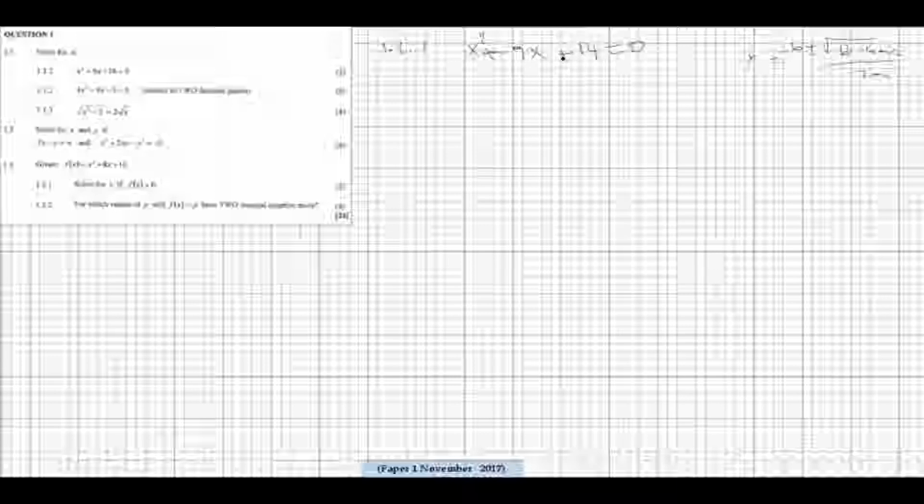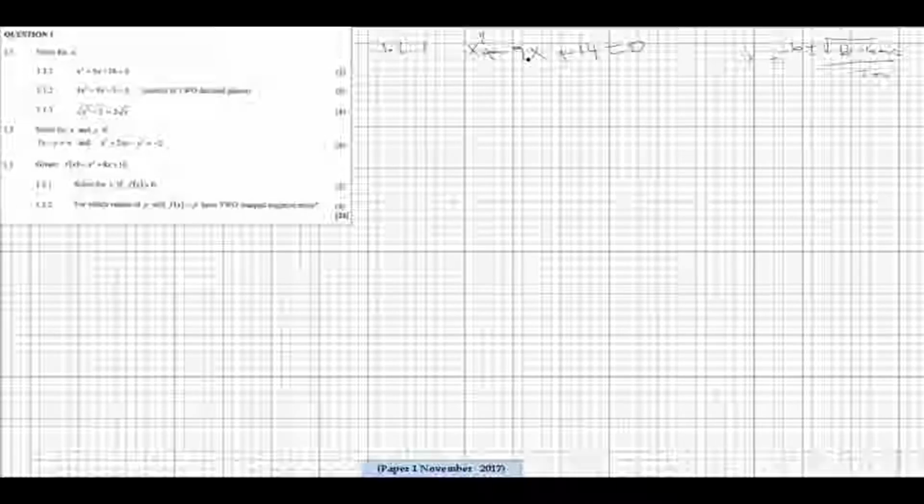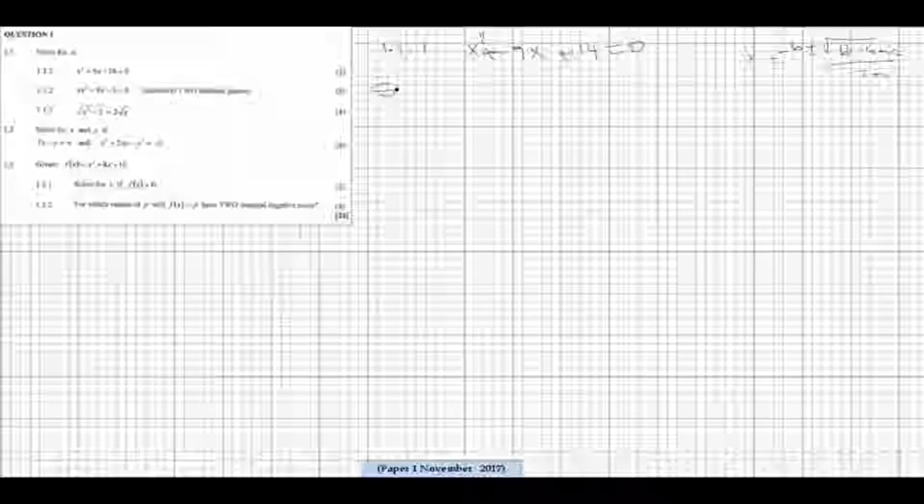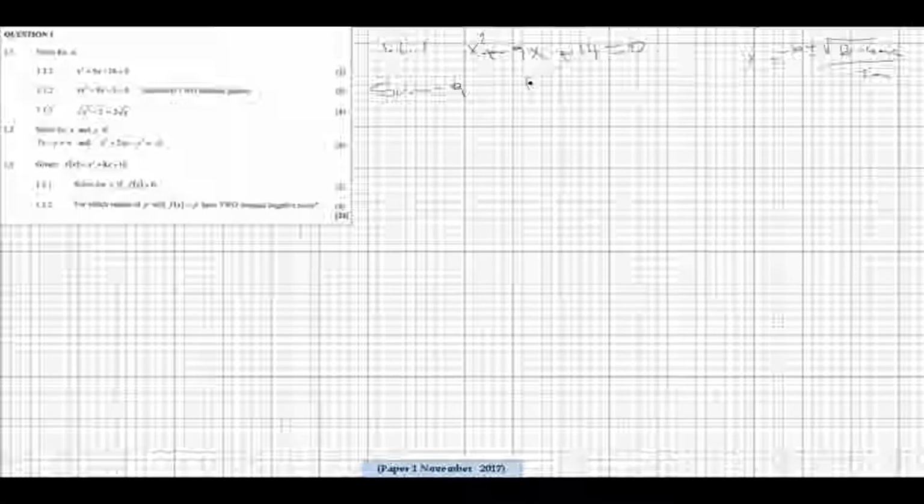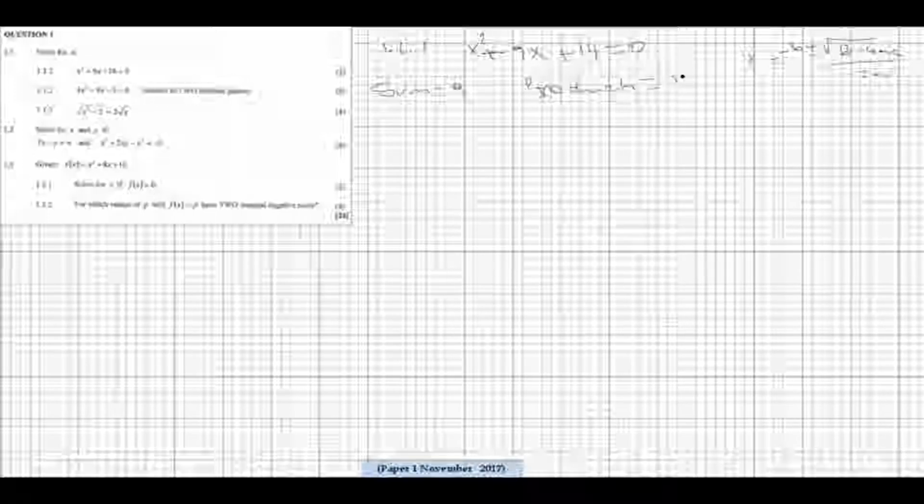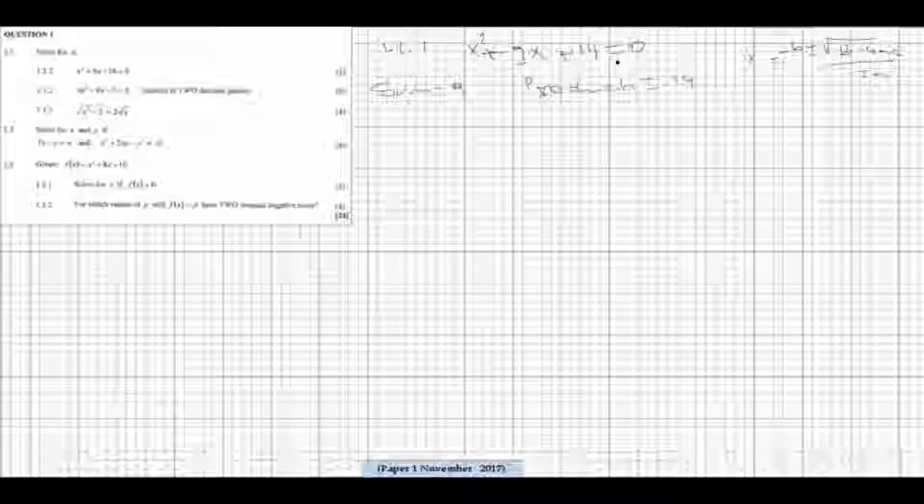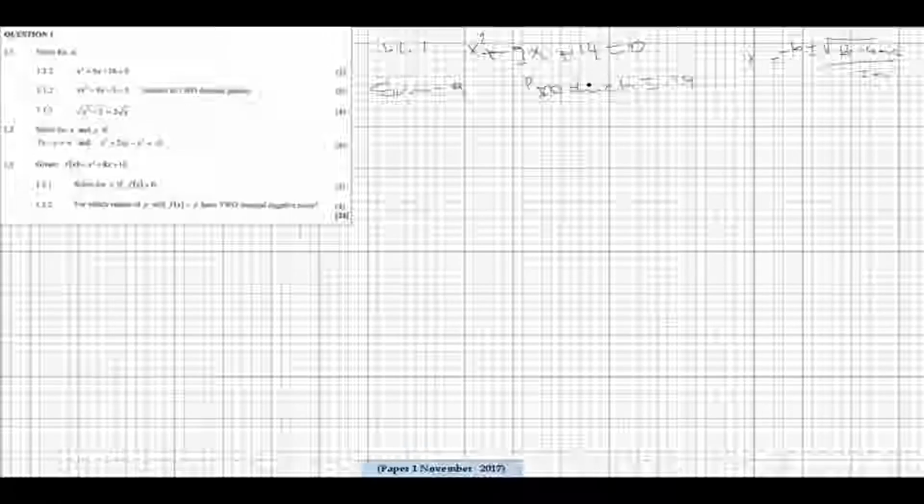To factorize this quadratic expression, we first need to identify the sum and the product, the sum of the roots as well as the product of the roots. So here we have the sum, which is 9, and the product, which is equal to 14. The sum is the coefficient of x and the product is the constant.